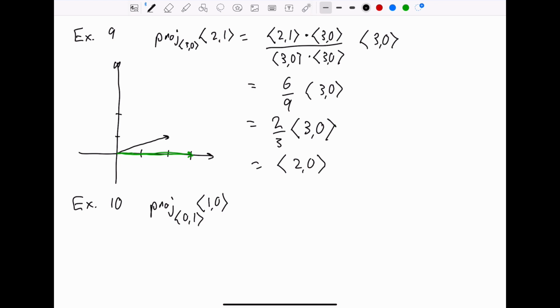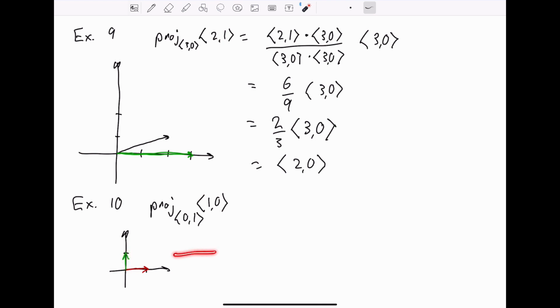Let's first solve this one geometrically and then confirm our answers using the projection formula. We'll graph in these vectors. The vector 1, 0 is just this vector right here. And the vector 0, 1, that's just this vector right here. So we're casting a shadow perpendicular to 0, 1. That means we're casting a shadow in this direction. And we want to know, what is the shadow cast by the vector 1, 0 onto the vector 0, 1?